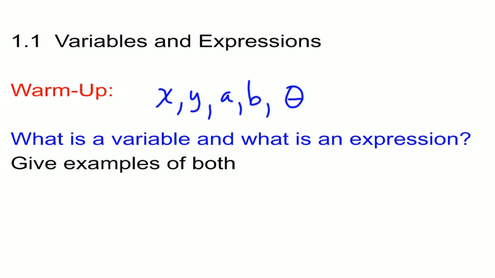Okay, an example of a variable expression. Expressions do not have equal signs, so b plus 3 is a variable expression or an algebraic expression, and 7 plus 9 is a numerical expression. Okay, no equal sign.